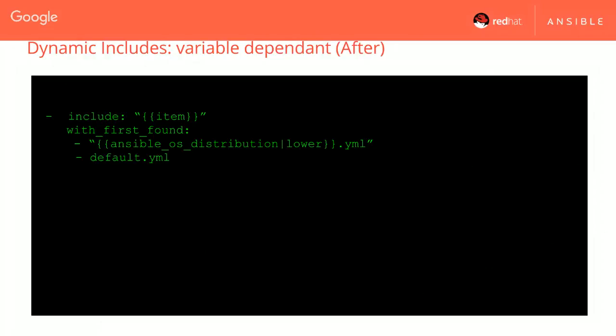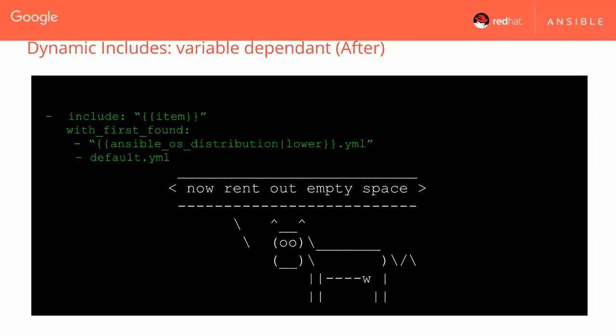And in 2.0, it's this easy. You just use the variable directly, put it to lower, it'll match. And using with first found, in case I don't find the distribution one, I'll find the default one. And now I've got all this space in my playbooks. I can rent out, put commercials, put ads, anything, you know. It's made my playbooks very much compressed and a lot easier to deal with.